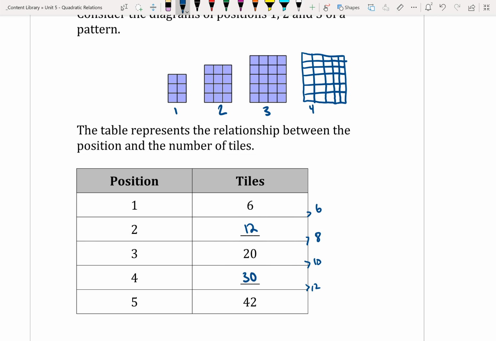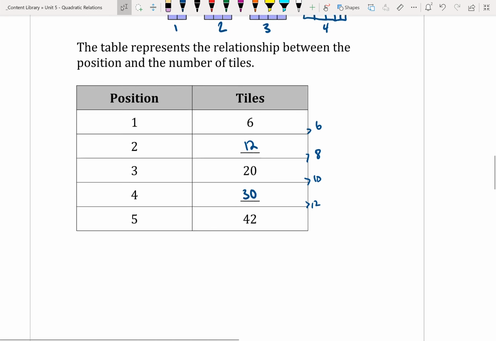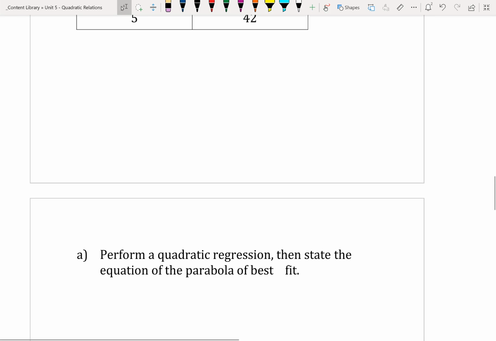So there we have what position 4 would look like, and if we counted all of those up, we would see that there are 30. The squares are 30 tiles. So that's our table of values. Part A wants us to perform a quadratic regression. And basically what a quadratic regression means is we want to find an equation.